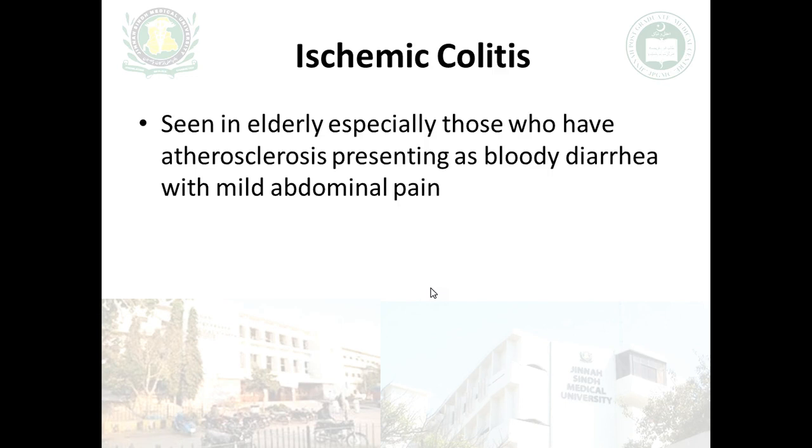So usually the patients have ischemia of the colon because of excessive atherosclerosis. They usually present with mild diarrhea that has blood in it, and sometimes they just have profuse bleeding, and they have mild abdominal pain. Pain is not that severe unless there is a thrombosis of the vessels.